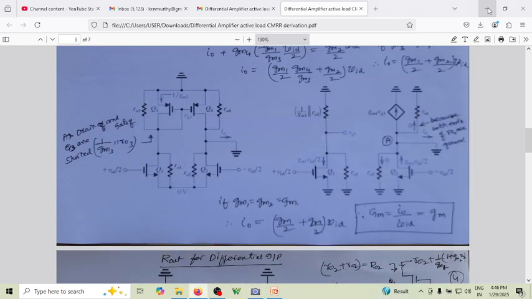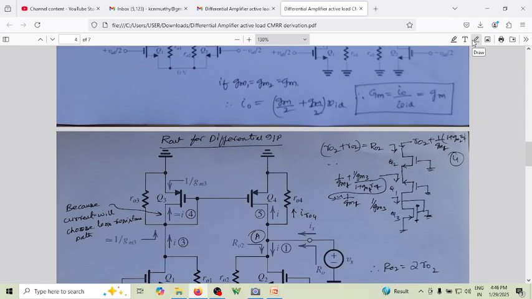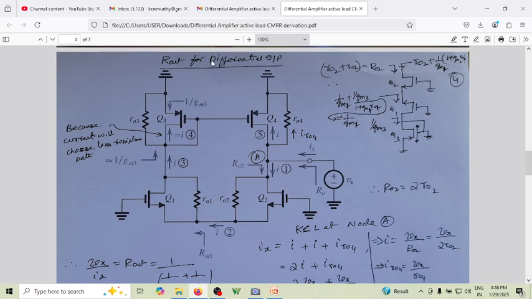Next we need to find Rout. To find Rout, as we know, we have to ground the inputs. This is the Rout of a differential amplifier. This is grounded here. Now you apply a dummy voltage source Vx and try to find Ix. Maybe you can just refer to the old videos where I have clearly explained the derivation for this Rout. Rout actually comes out to be R04 in parallel with R02.